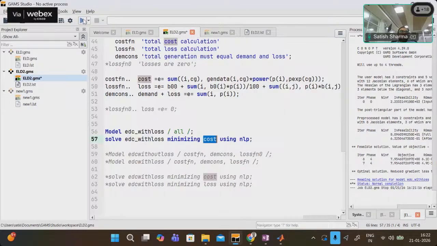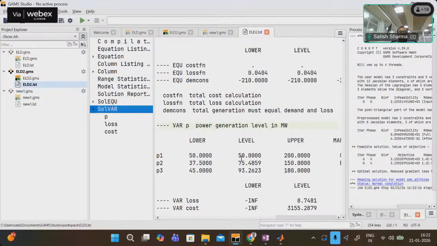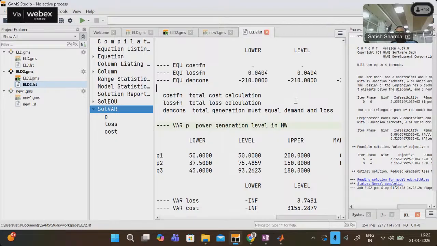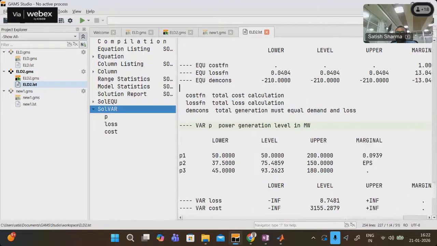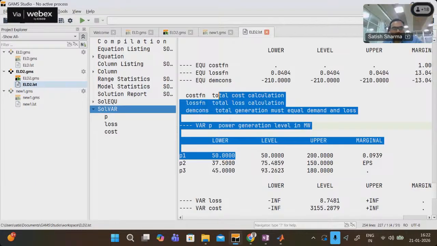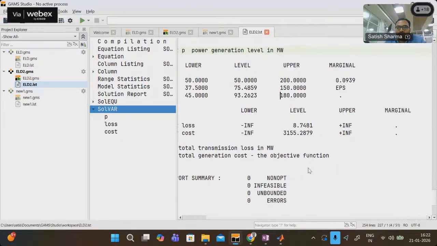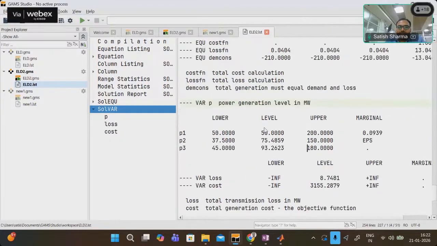And if we run it, then some solution will come, and that will be like P1 is 50, 75, 93. And if you see here, this level value represents the actual value of P. This is the lower and this is the upper limit.